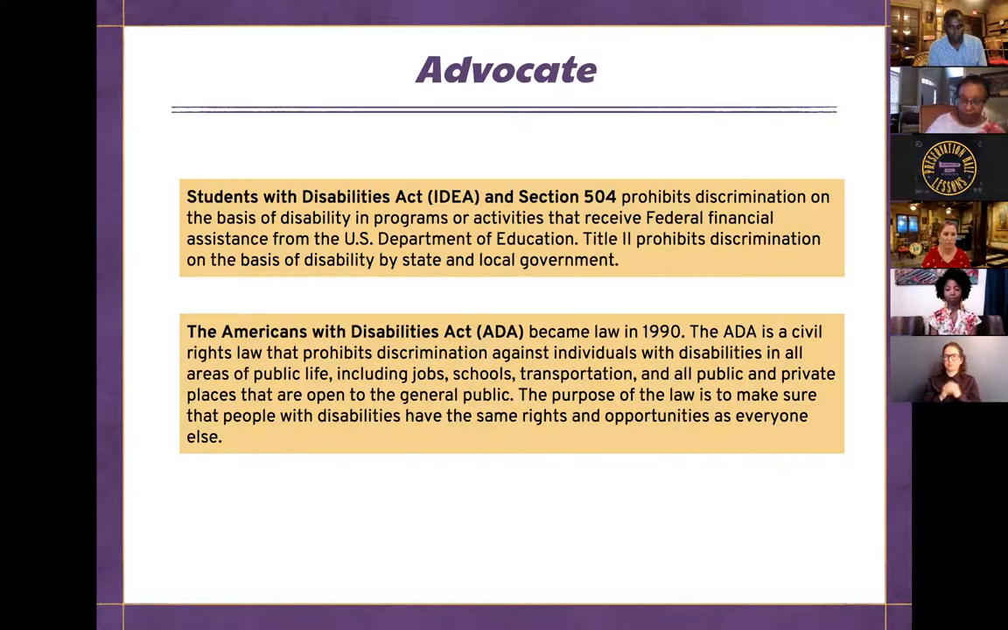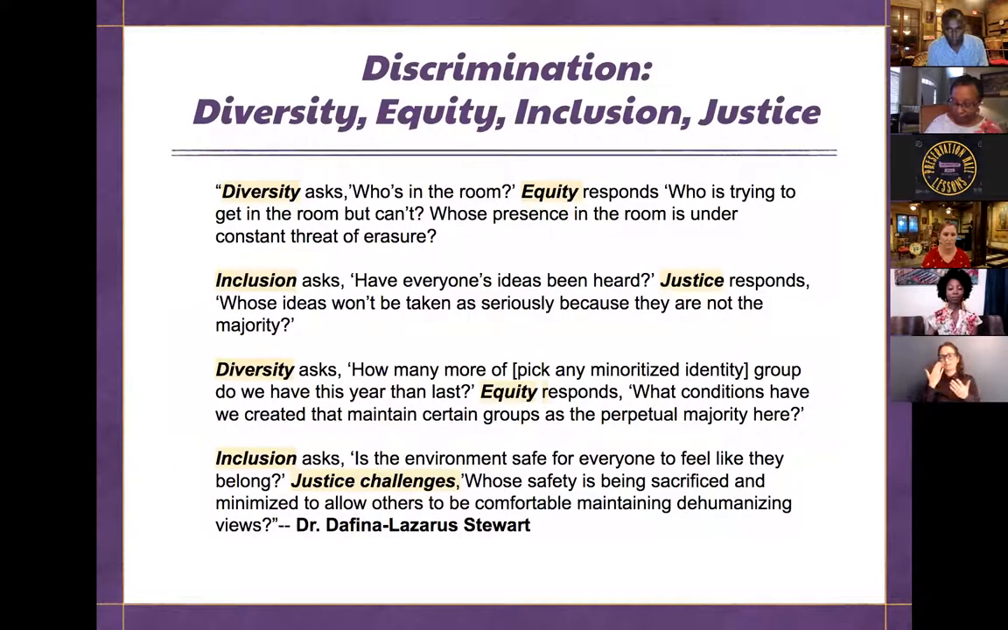Now, of course, we wouldn't have to advocate for our students or for our neighbors or for our colleagues or for our children if it were not for discrimination. And what I like about this essay by Dr. Dafinia Lazaria Stewart is that Dr. Stewart adds a personification concept to these terms.